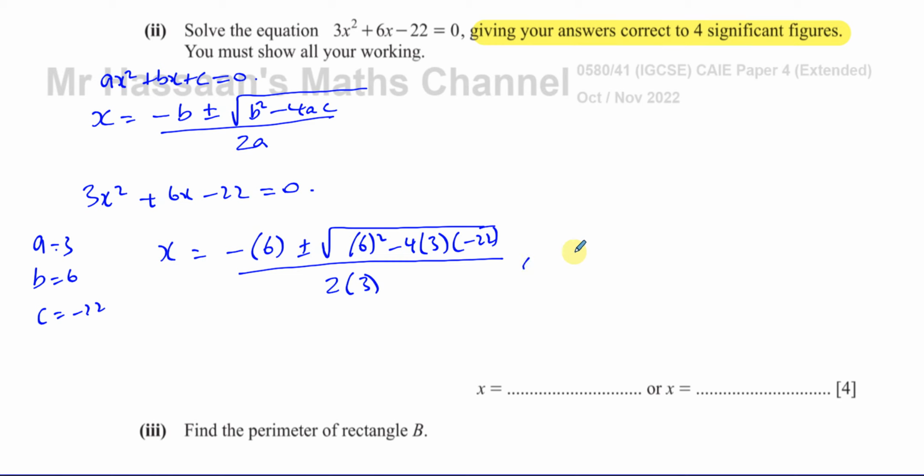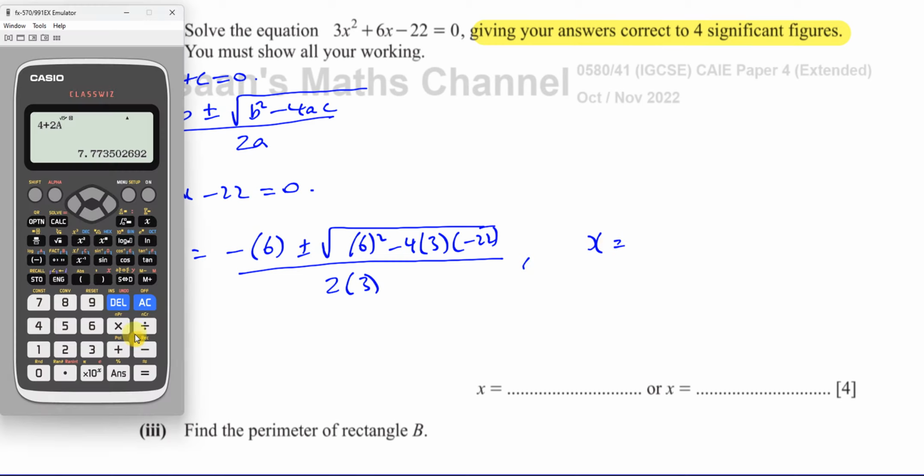So now we can write down the two values of x. We can take our calculator and put this in. So you have a minus 6 plus, well, I'll put the plus first, the square root of 6 squared. I always like to put this in brackets in case there's a minus sign. 6 squared minus 4 times 3 times negative 22. Don't forget the negative sign there. Over 2 times 3. So you can just put it exactly as it looks in your calculator.